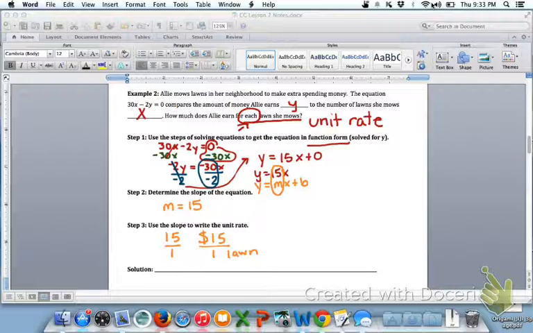And then, of course, when we have a word problem, it's always best to write a sentence answer. So we have Allie earns $15 per lawn.